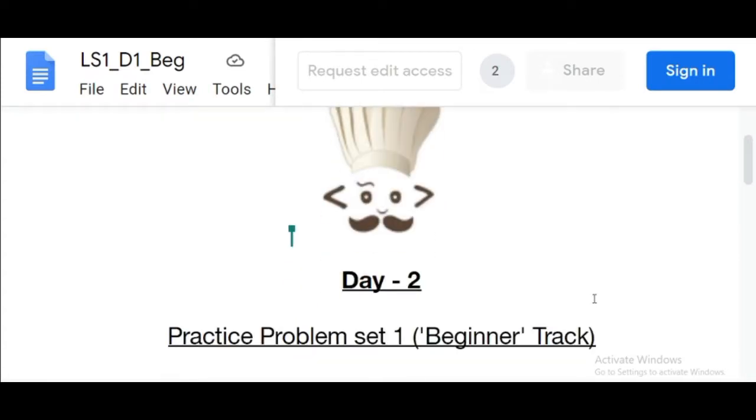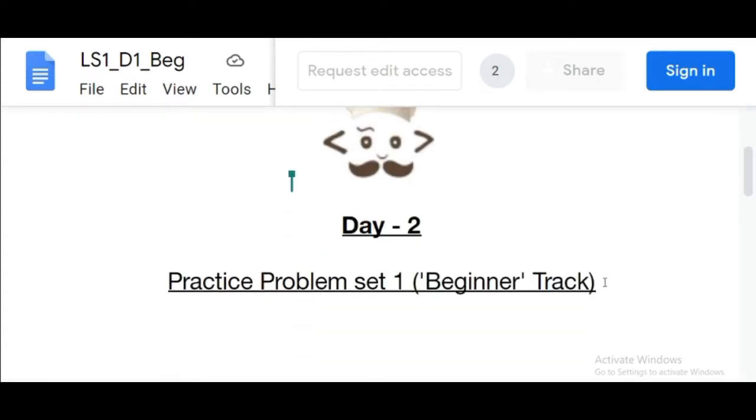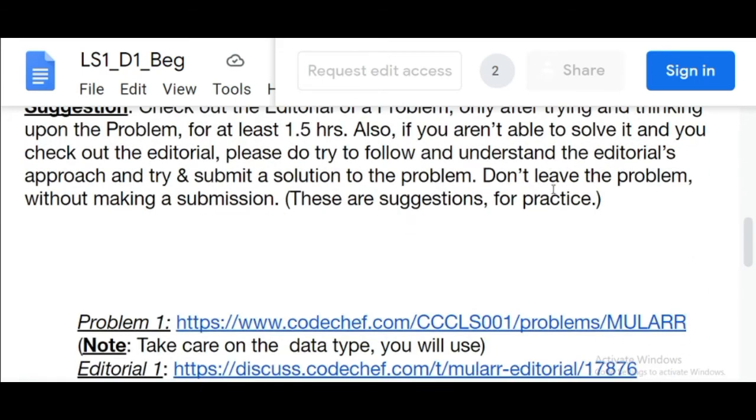That is day 2 practice problem set 1 for the beginner track. Okay, we are going to start some problem solving in this. There is a suggestion that you have to understand the question well and try by yourself for at least 1.5 hours. Then check out the editorial and that's all.